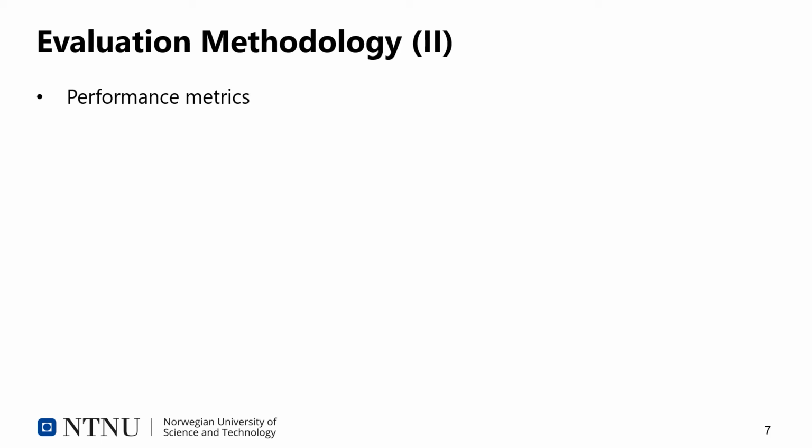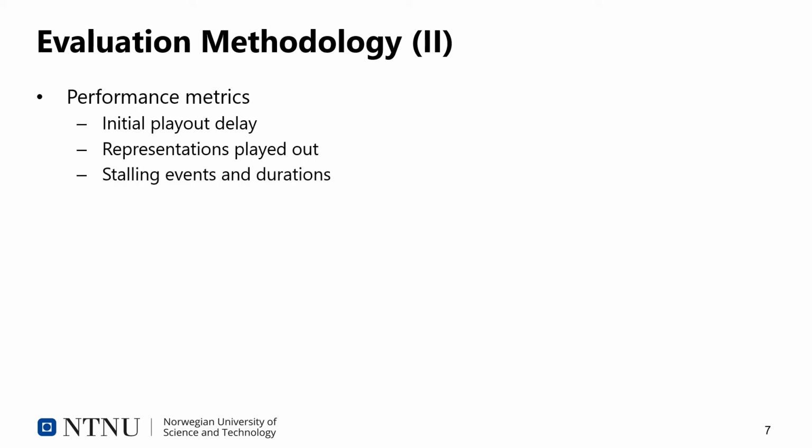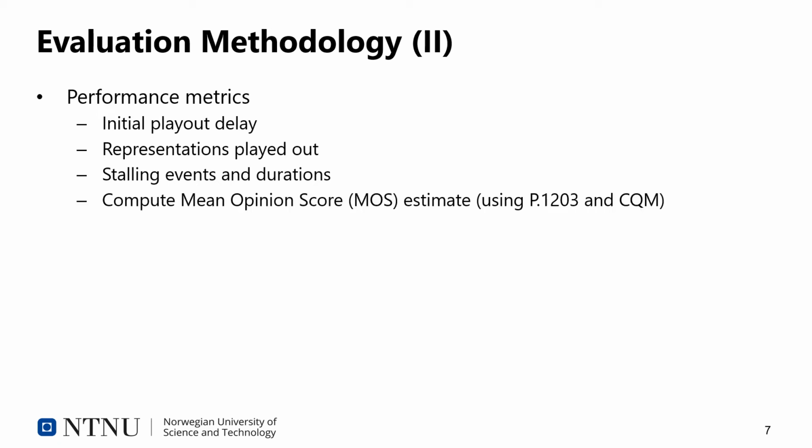With respect to the performance metrics, we rely on the directly measurable metrics for HTTP adaptive streaming, namely initial playout delays, representations played out, as well as the stalling events and durations. We mainly use the ITU-T P.1203 model for reporting the QoE impact in the paper, but also validated the results using another model, the CQM model, which shows similar results. In general, we denote a QoE lower than 3 a bad QoE, while a QoE of 3 or higher is called a good QoE during this presentation.